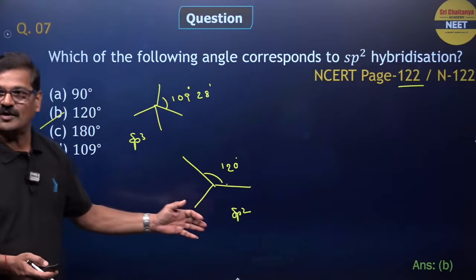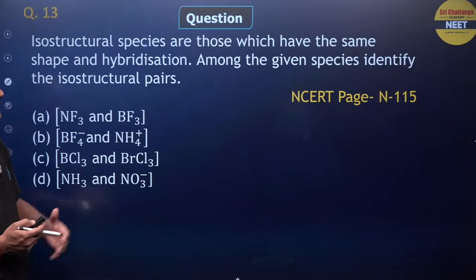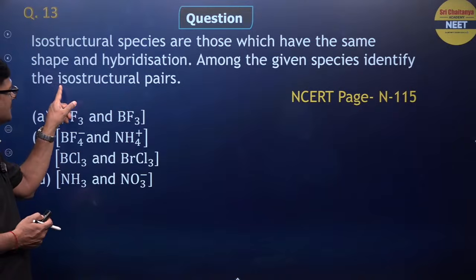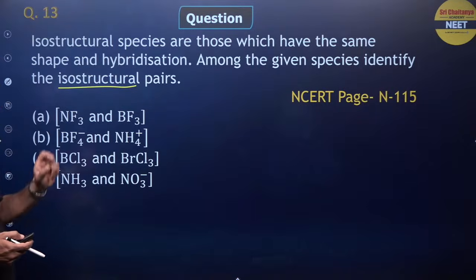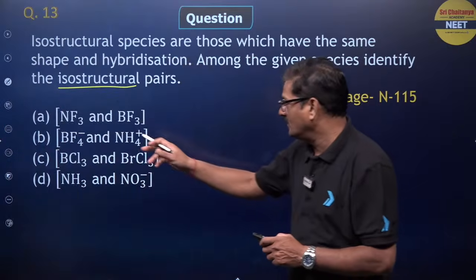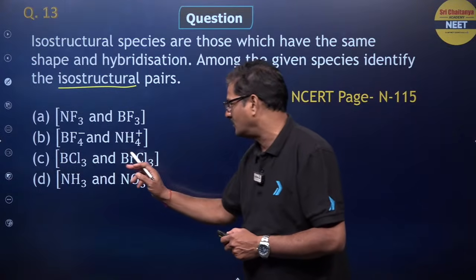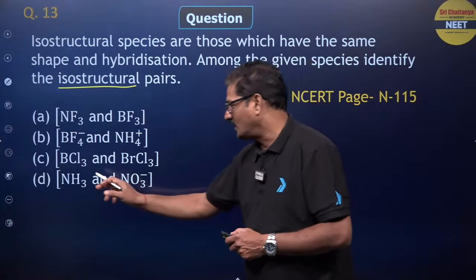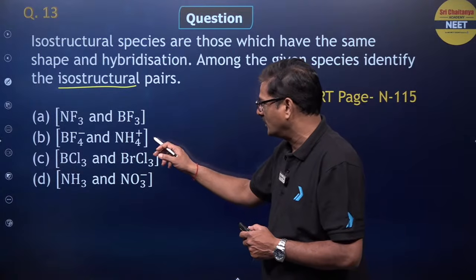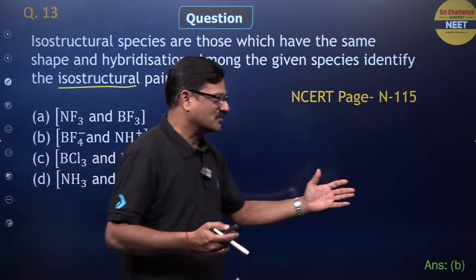And let us see one more question here. Isostructural species are those which have the same shape and hybridization. Among the given species, identify the isostructural pairs. NF3 pyramidal, BF3 trigonal planar, BF4 minus tetrahedral, NH4 plus tetrahedral, BCl3 trigonal planar, BrCl3 T-shape, NH3 pyramidal, NO3 minus trigonal planar. So I would like to say this option B is going to be the correct answer for this question.